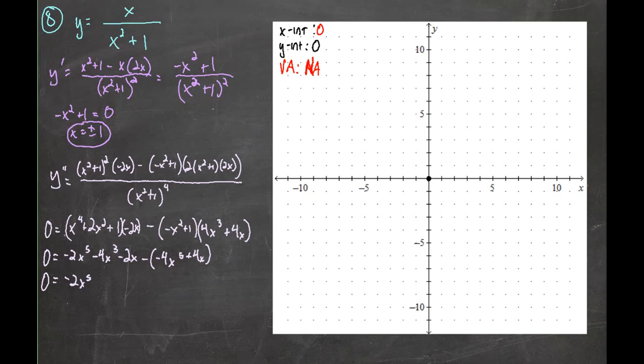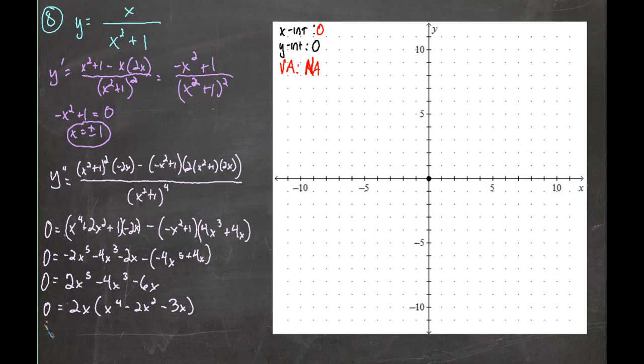Actually, let's put everything together. We got a negative 2x to the fifth plus a 4x to the fifth, so we have a 2x to the fifth. Minus 4x cubed. We got a negative 2x minus 4x, we got minus 6x. Okay, we keep going. We're going to factor out a 2x. And we get x to the fourth minus 2x squared minus 3.